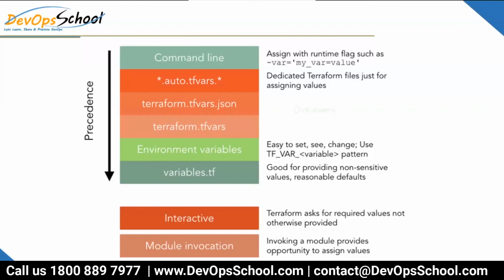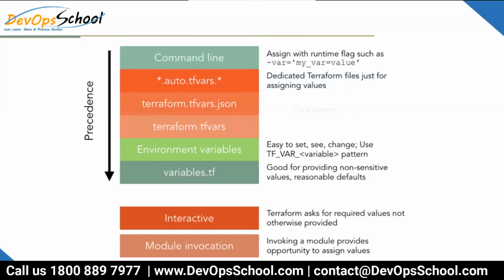That means this file is being used just for assigning values. It is the least used option, the fifth one, so you can keep it out of the flow right now. The last option you see is the command line. Command line means you run the command terraform apply, terraform init, terraform plan, terraform destroy, and there you can pass command line options. Are you all understanding? So these are the places where you can declare the variable.